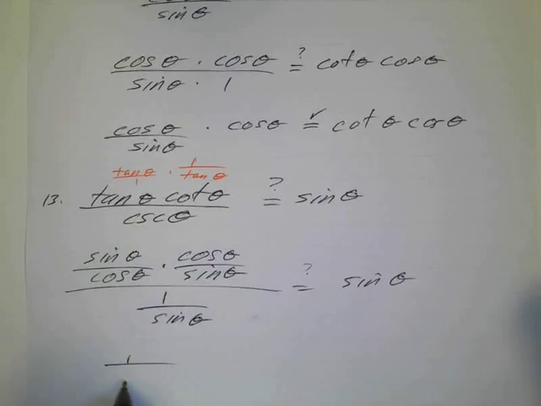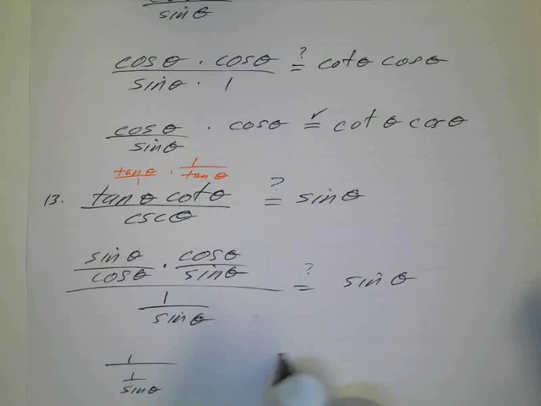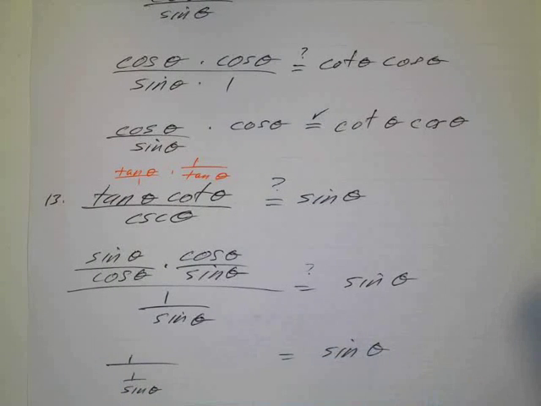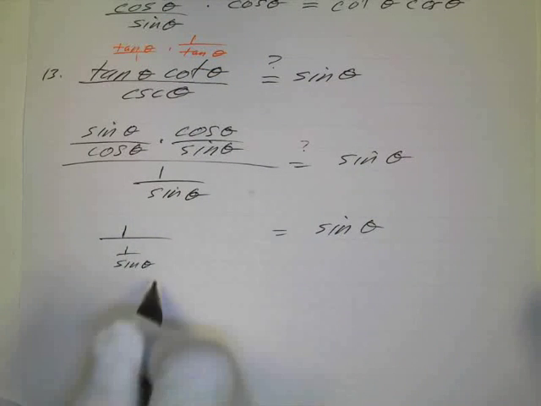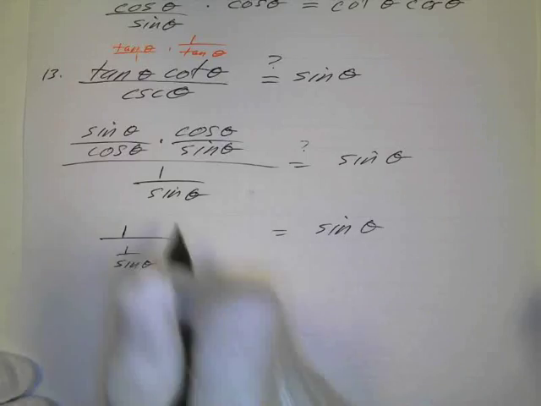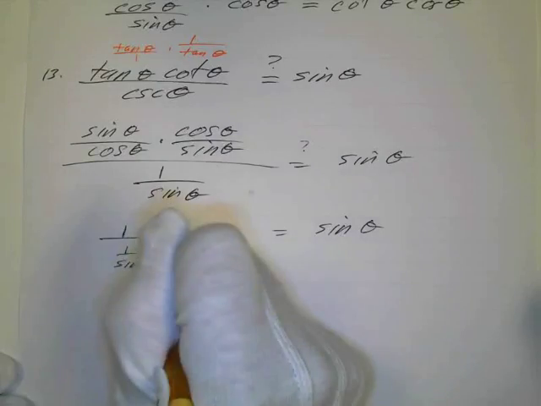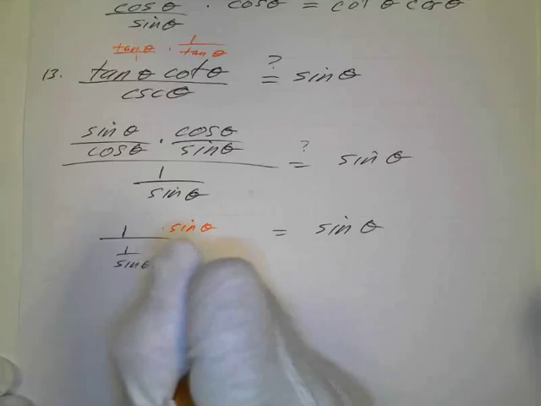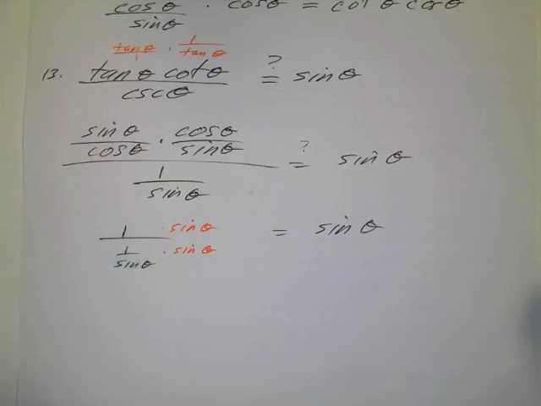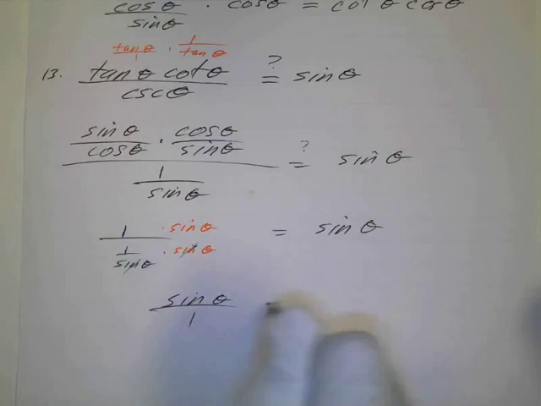So now I've got 1 over the sine of theta. Does that equal the sine of theta? Okay, well, we could multiply by the LCD, or we could invert and multiply. Either way, we could do it the old way or the new way. If we multiply the top and the bottom by the LCD, that's what we're going to get. So if I multiply the top by the sine of theta, and the bottom by the sine of theta, up on the top I just have the sine of theta, and on the bottom these cancel, and I just have 1. And that is indeed equal to the sine of theta.